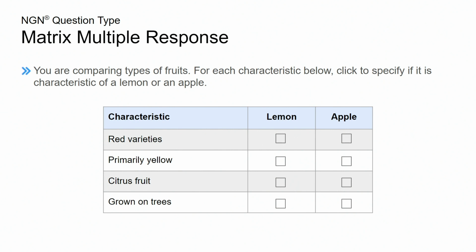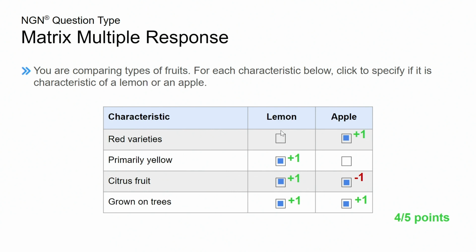Starting off, we're asking the student to compare types of fruit, and then for each characteristic below, specify if it's characteristic of lemon or apple. So pretty straightforward. An apple is often available in red varieties, and that does not apply to lemon, so we'll check that for apple. And then for primarily yellow, I wouldn't say that's related to apple, but I think it applies to lemon. Like that. Then the next slide will fill in all the answers, which is helpful. And then we can click the next one and see the grading here.